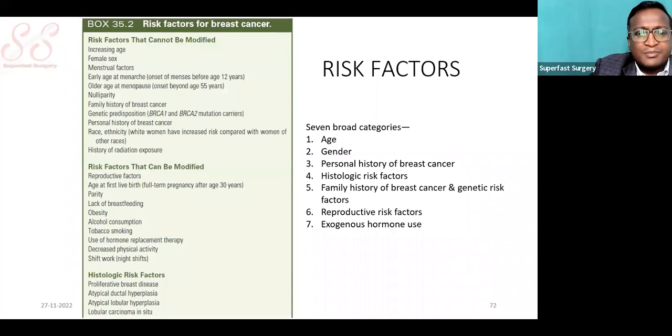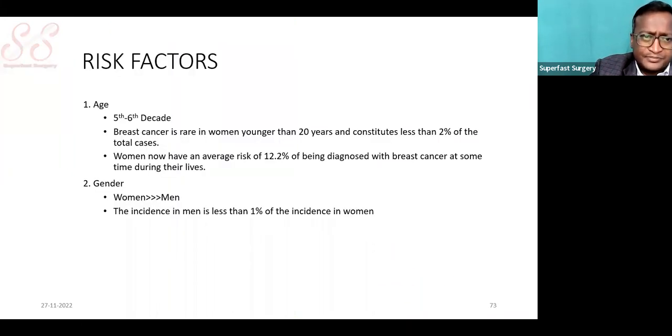Now, risk factors may appear boring, but I'll try to explain them in a lighter way so that they will be easy to understand. Actually, the risk factors are divided into broad categories, that is age, gender, personal history of breast cancer, histological risk factor, family history, reproductive, and hormone use. So this is the table from Sabiston.